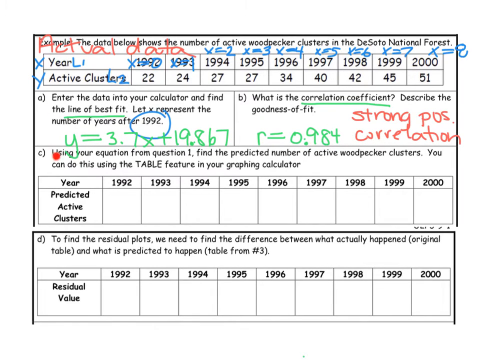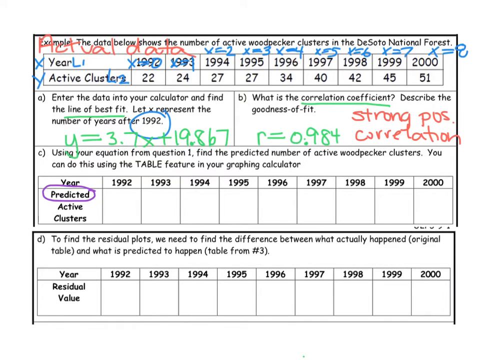We're going to enter this equation right here into y1 on the calculator. So you hit y equals and then type in 3.7x plus 19.867. This equation is going to give us our predicted data. So how would we use this equation to predict the data for active woodpecker clusters after the year 2000? This one is our predicted data.